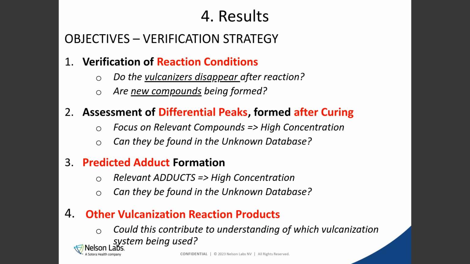The next step would be, are there differential peaks formed after curing? Differential peaks meaning, if you compare the chromatograms and you see some additional peak that can be assigned to some reaction product. And the last step, of course: could other vulcanization reaction products be in there that were not expected?